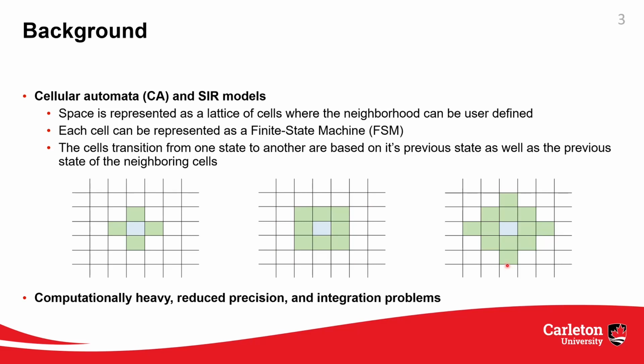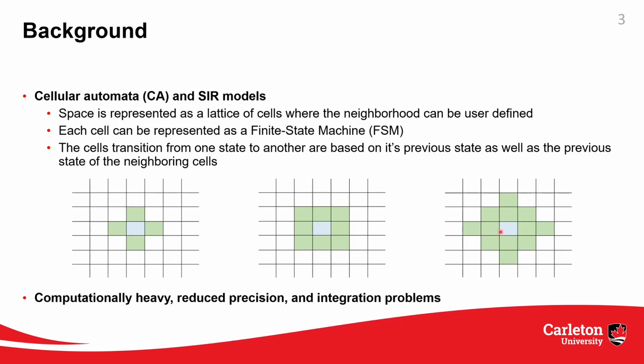In these models, each cell can be represented as a finite state machine, and the cells transition from one state to another based on their previous state, as well as the neighboring cell's previous state. Now this is shown to work well for SIR models, but over time we needed something more advanced. And the cellular automata models have shown to be a bit computationally heavy. They have reduced precision, especially in time, and they have some integration problems. They don't always integrate well with other tools.